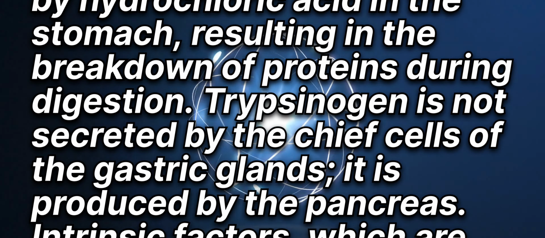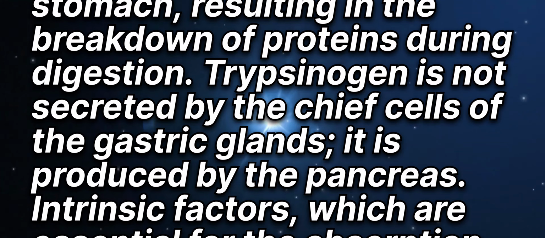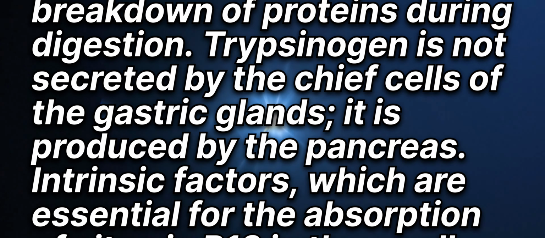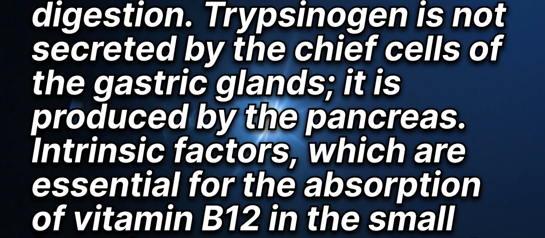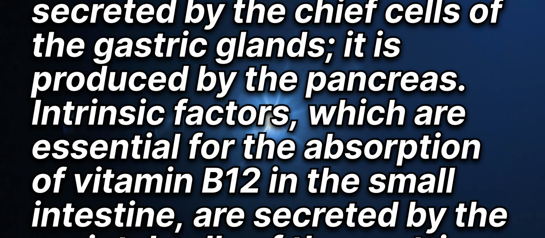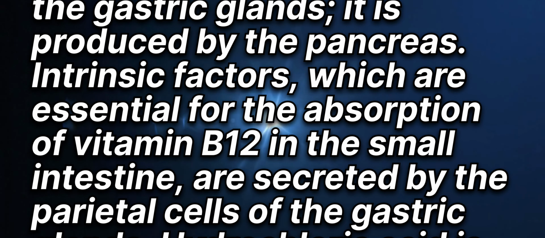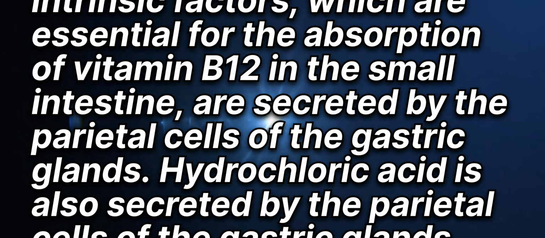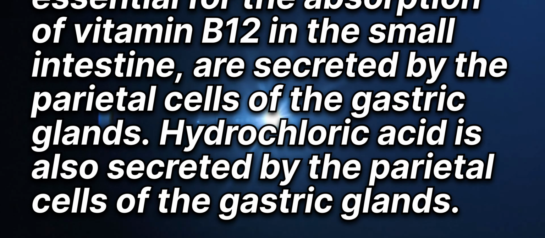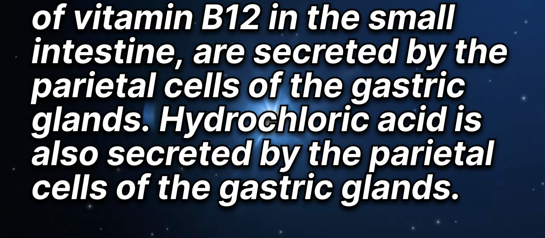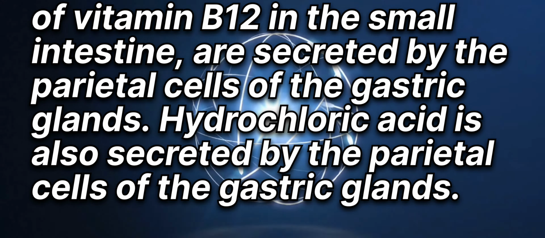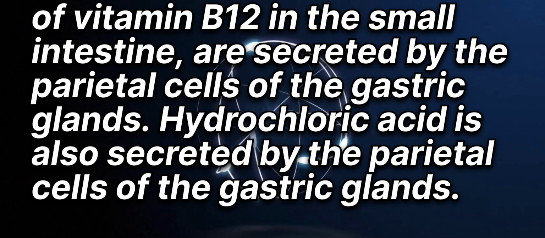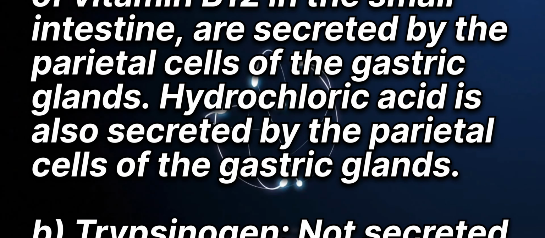Trypsinogen is not secreted by the chief cells of the gastric glands, it is produced by the pancreas. Intrinsic factors, which are essential for the absorption of vitamin B12 in the small intestine, are secreted by the parietal cells of the gastric glands. Hydrochloric acid is also secreted by the parietal cells of the gastric glands.